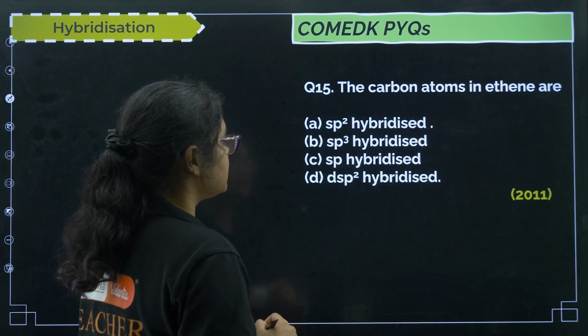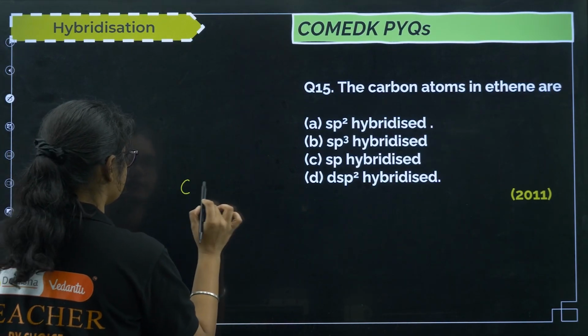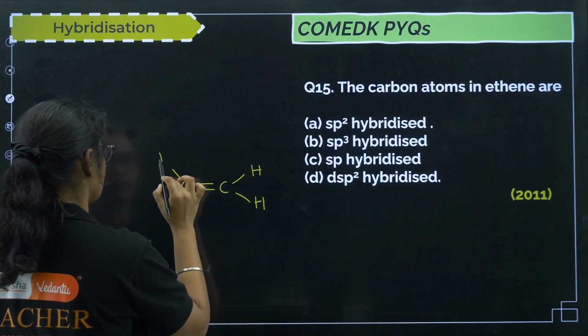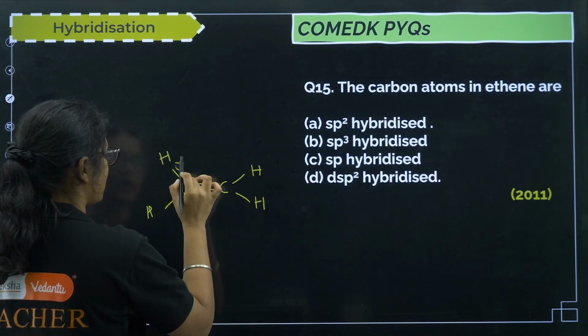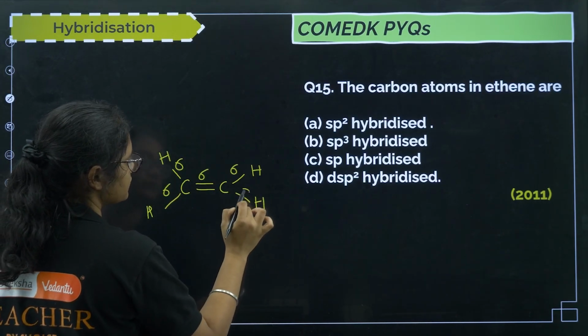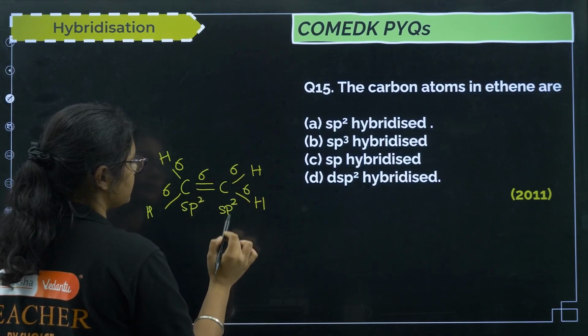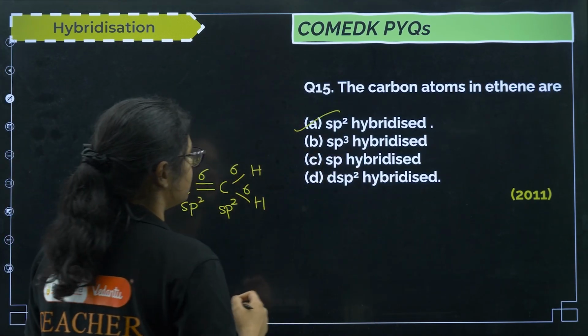Next, the carbon atoms in ethene are. So if you see the ethene structure, here we have 3 sigma bonds, and here also 3 sigma bonds. So this is sp2 hybridized, and this is also sp2 hybridized, option number A.